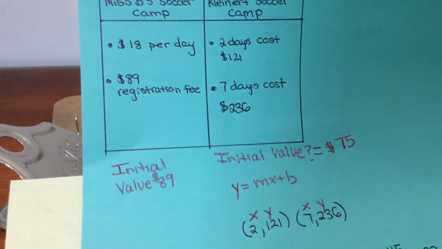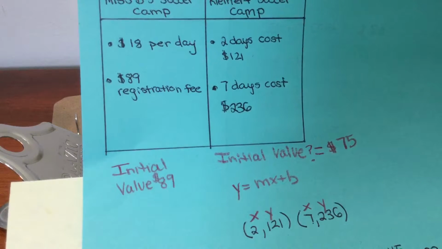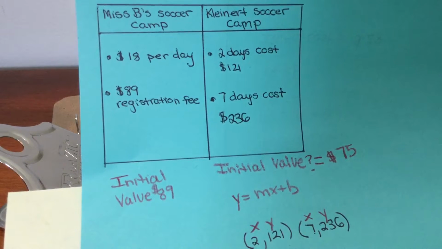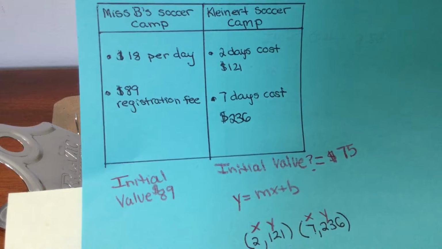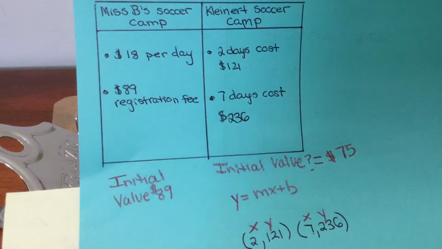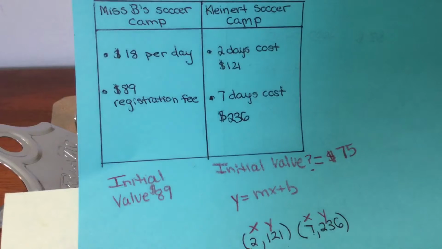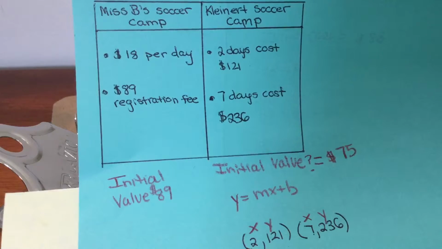So my baseball camp has a greater initial cost. Now, we can't really say mine is better as much as I want to, or it's worse because the initial value is more. We would have to do further analysis of the functions to decide that, because my per day cost is actually cheaper than Dr. Kleinert's. But we won't get into it today. I just want to show you that you can compare the initial values, or our b in the y = mx + b form, to compare two functions.